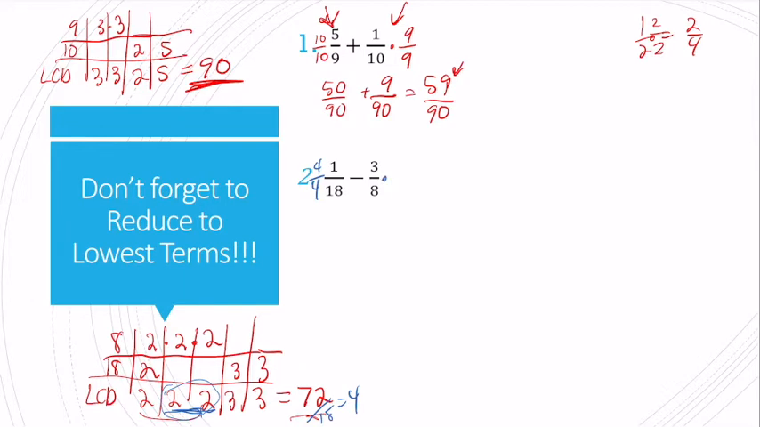On the right side, 3 over 8, I'm going to go ahead and multiply that by 9. So that gives me 4 72nds minus 27 72nds. 4 minus 27, that's going to be a negative 23 72nds.